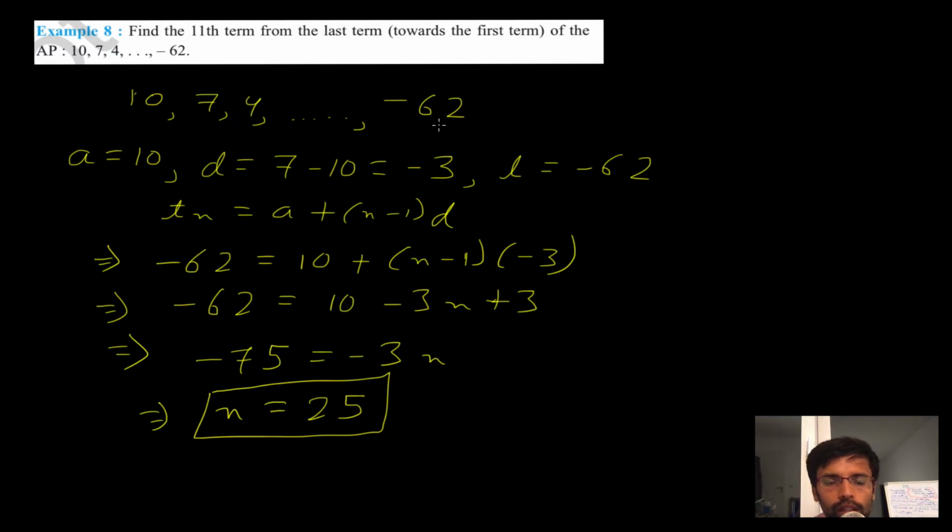So we need to find the 11th term from the last term. So we need to interpret this a bit. Let's say we have 25 terms. So this is 25th, this is 24, this is 23, 22, and we are coming here. So I'm just writing the numbers, terms. So first term, second term, third term, and so on up to 22nd term, 23rd, 24th, 25th.